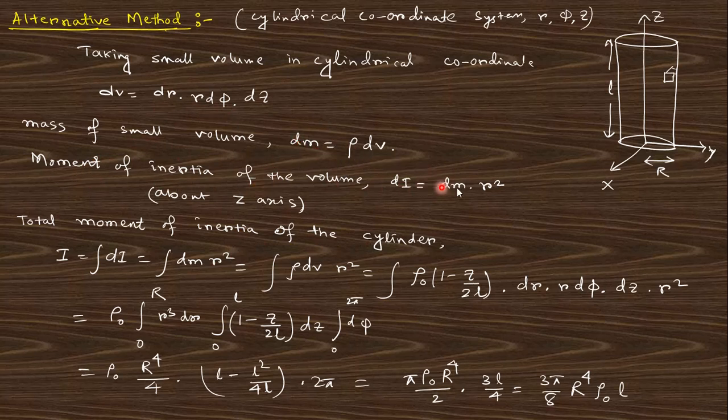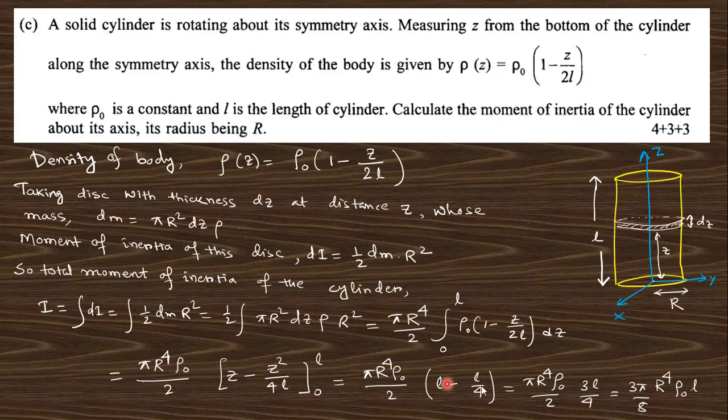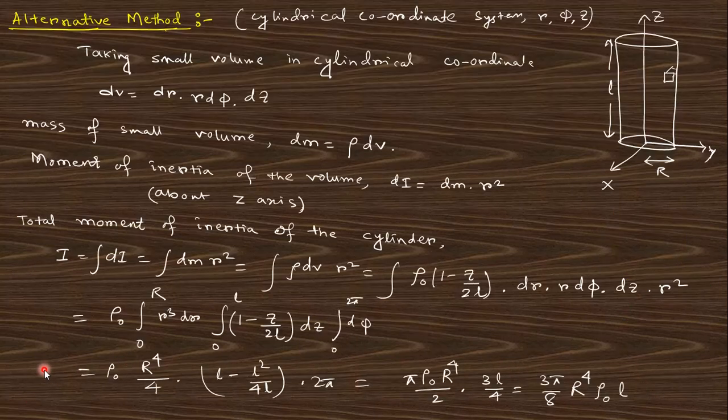The moment of inertia about this axis will be, since this is r, dm r square. After putting in this value, you just integrate with r changing from 0 to capital R, z from 0 to L, and phi from 0 to 2 pi. You will get the same result as we obtained previously, so you can choose whichever one you like. Okay, go to the next one.